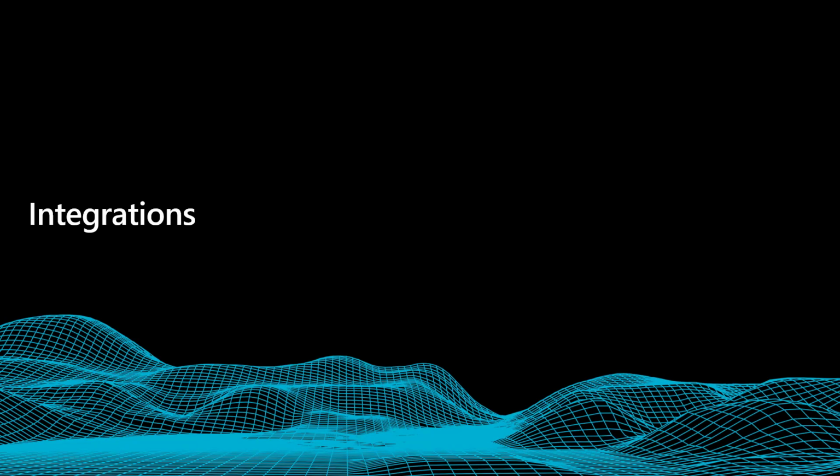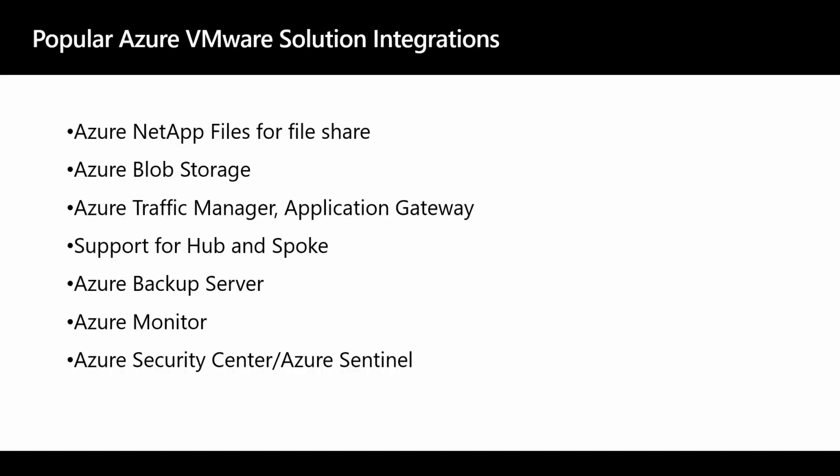There are a number of integrations as well. These are some of the popular Azure VMware Solution integrations at the moment. There's Azure NetApp Files for a file share, using Azure Blob Storage for things like your content library, presenting web apps with Azure Traffic Manager or Azure Application Gateway. There's support for hub and spoke topology related to network connectivity. Then there's the Azure Backup Server, as well as Azure Monitor, and then Azure Security Center and Azure Sentinel.